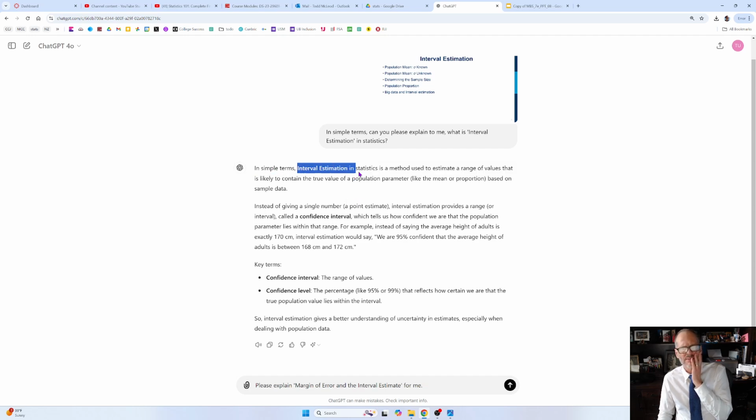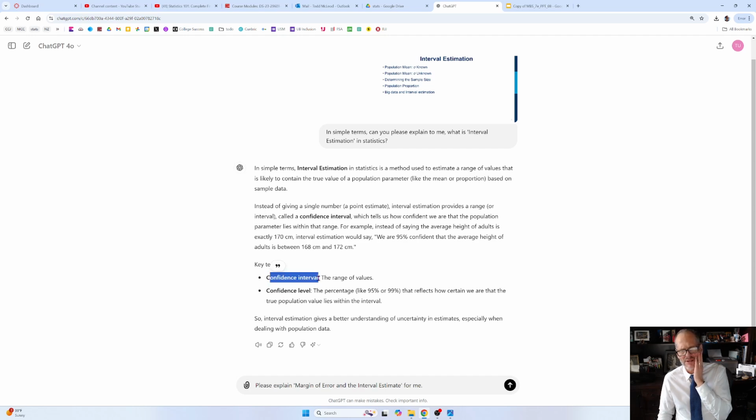So in simple terms, interval estimation in statistics is a method used to estimate a range of values that is likely to contain the true value of a population parameter, like the mean or proportion, based on sample data. Instead of giving a single number, a point estimate, interval estimation provides a range or interval called a confidence interval, which tells us how confident we are that the population parameter lies within the range. For example, instead of saying the average height of adults is exactly 170 centimeters, interval estimation would say we are 95% confident that the average height of adults is between 168 and 172 centimeters. So 170 plus or minus 2 centimeters.